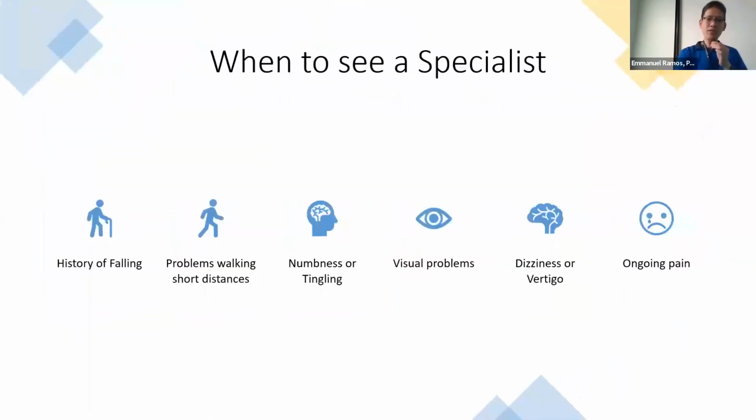All right. Now, when to see a specialist? Number 1, if you have a history of falling. Number 2, if you have problems walking short distances. Why is that?